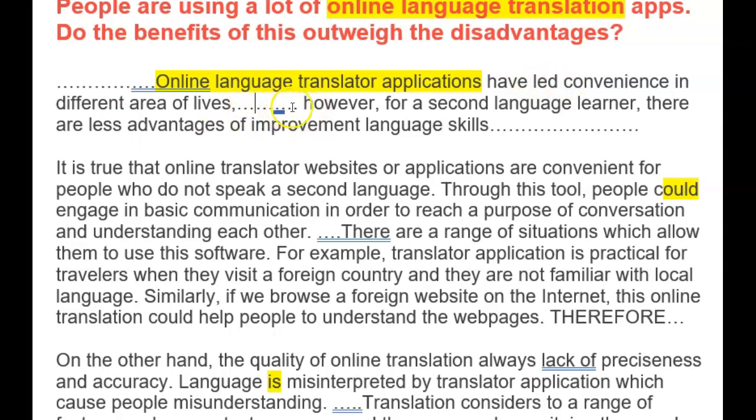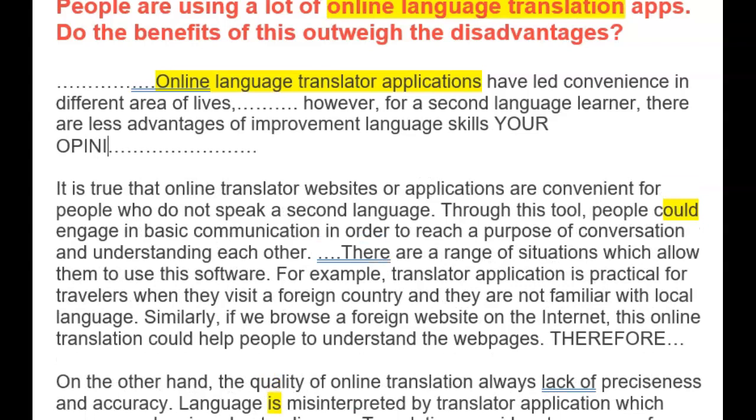Now, such as, you need to give me an example, such as business, traveling, interaction with friends. Give me some examples here. However, for second language learning, there are fewer advantages of improving language skills. Okay, and then you need to say your opinion. It doesn't need to take very much. In my opinion, it's radically changed the way we work, and it's an enormous improvement or a significant improvement, something like that. Then you need to go, this essay will discuss.